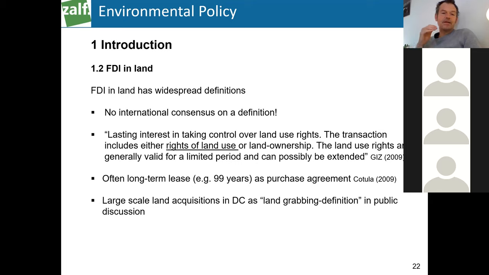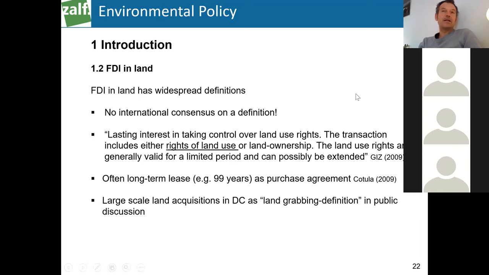The definition of land here is the lasting interest in taking control over land use rights. The transaction includes rights of the use of land, and here comes resettlement and migration of small-scale farmers. Land ownership, land titles and land tenure systems are very different worldwide. In South America, you have the latifundia and the patron, and in Africa, in many cases, the land is from the president or is community land. Land titles are very different, and investors are looking to buy land.